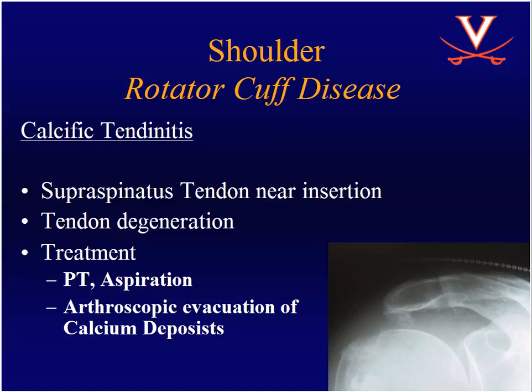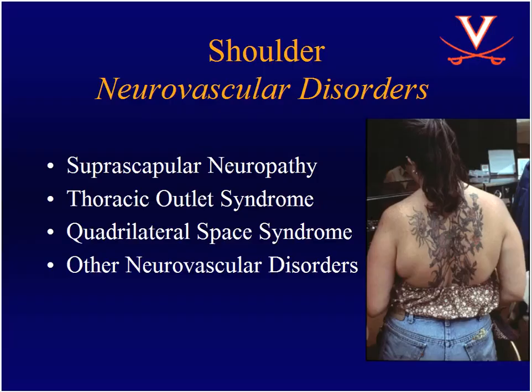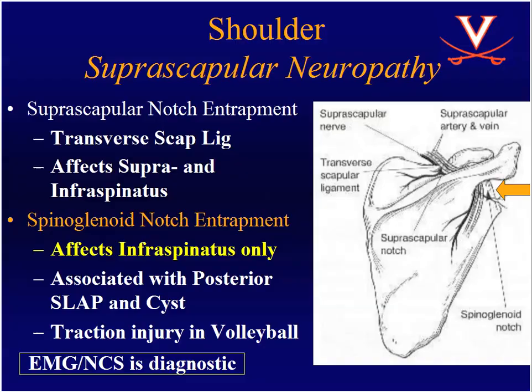Let's move on then to neurovascular disorders. I know a lot of these you've already touched on in other lectures, including the anatomy lecture. But let's just one more time go through it. The key issue with the suprascapular nerve, which is one of the favorite nerves for board examiners and test writers, is because it can get impinged at different places. If it gets impinged up here underneath the transverse scapular ligament, then it can affect both the supraspinatus and the infraspinatus innervation because it hasn't given those branches off yet.